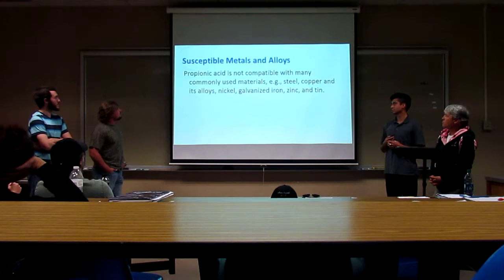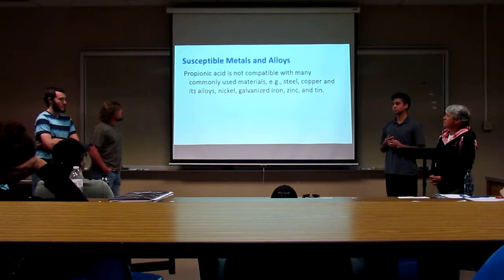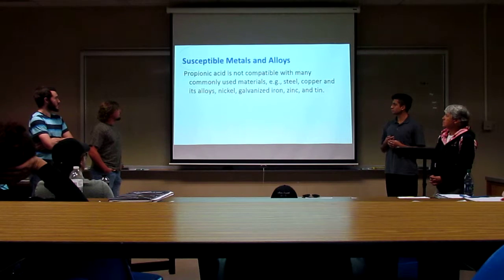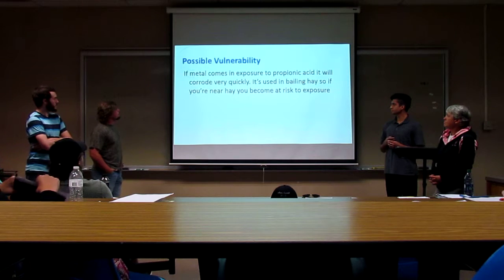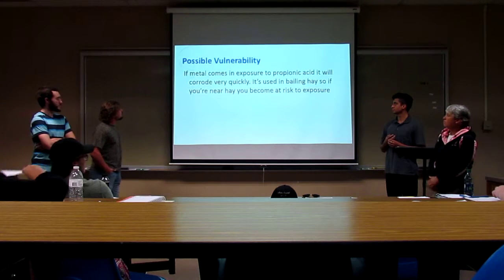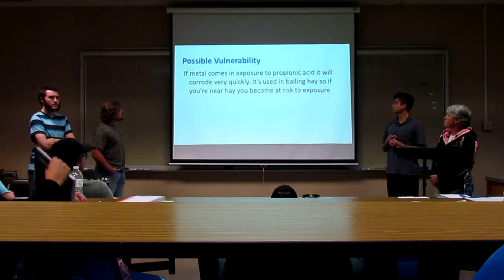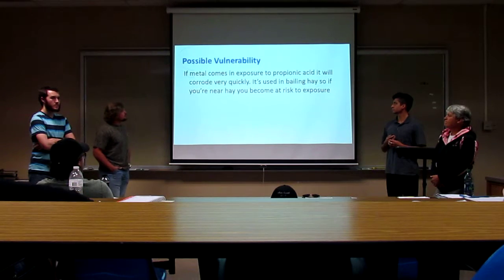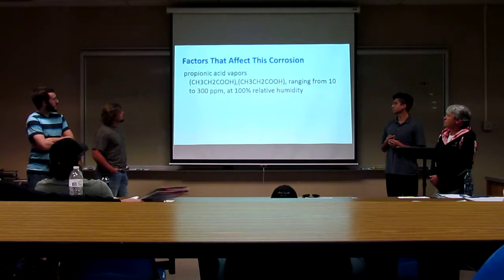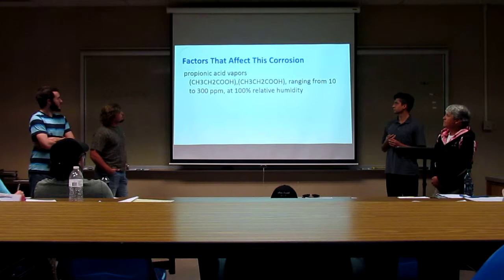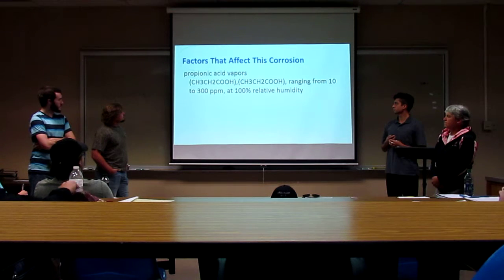Susceptible metals and alloys. Propionic acid is not compatible with many commonly used materials: steel, copper and its alloys, nickel, galvanized iron, zinc, and tin. Possible vulnerability: if metal is exposed to propionic acid, it will corrode very quickly. It's used in baling hay, so if you're near hay, you are at risk of exposure. Factors that affect this type of corrosion: propionic acid vapors ranging from 10 to 300 ppm and 100% relative humidity.